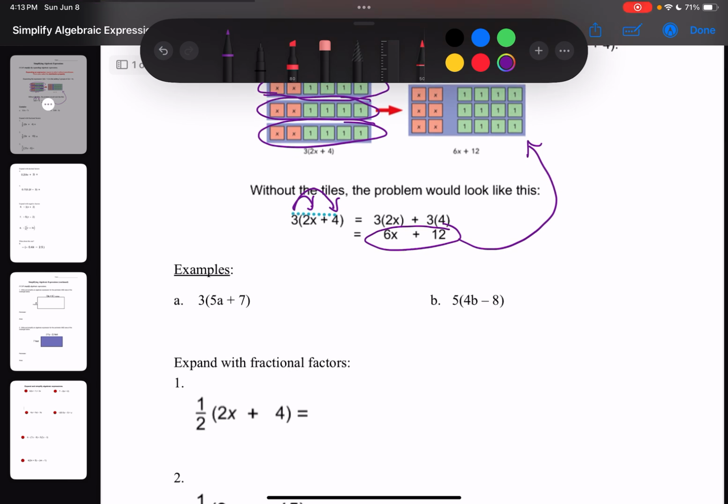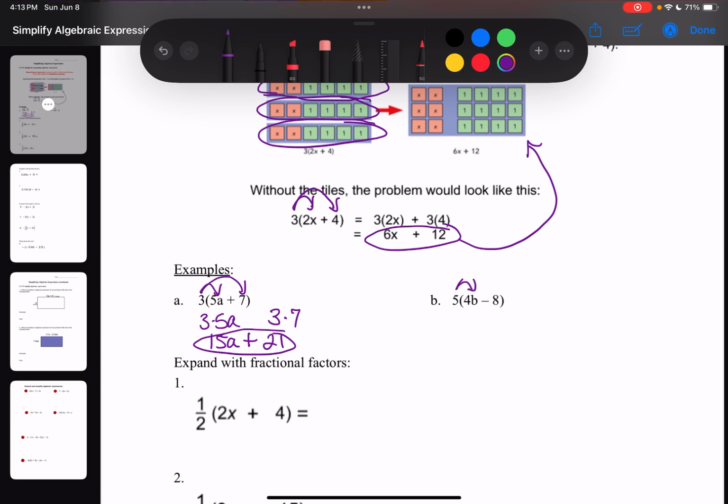Let's try the other examples. If you distribute the 3 times 5a, 3 times 5a gives you the 15a, and 3 times 7 will give you 21. You're going to continue to keep the symbol in between as it was before. So 15a plus 21 is the answer.